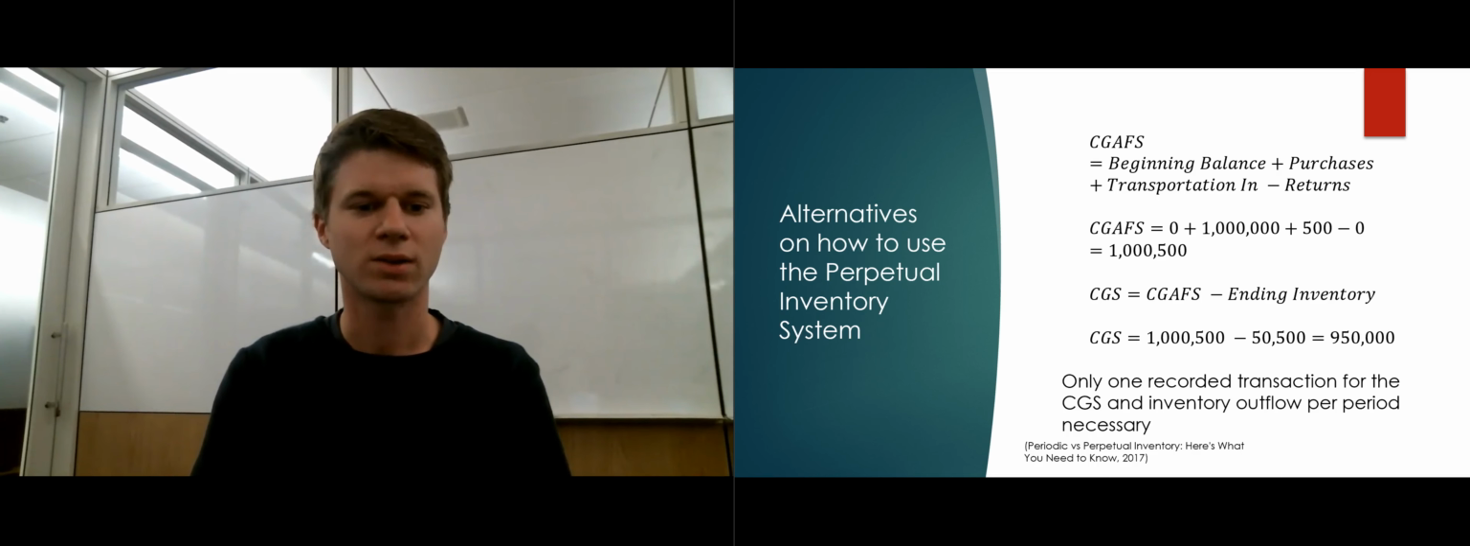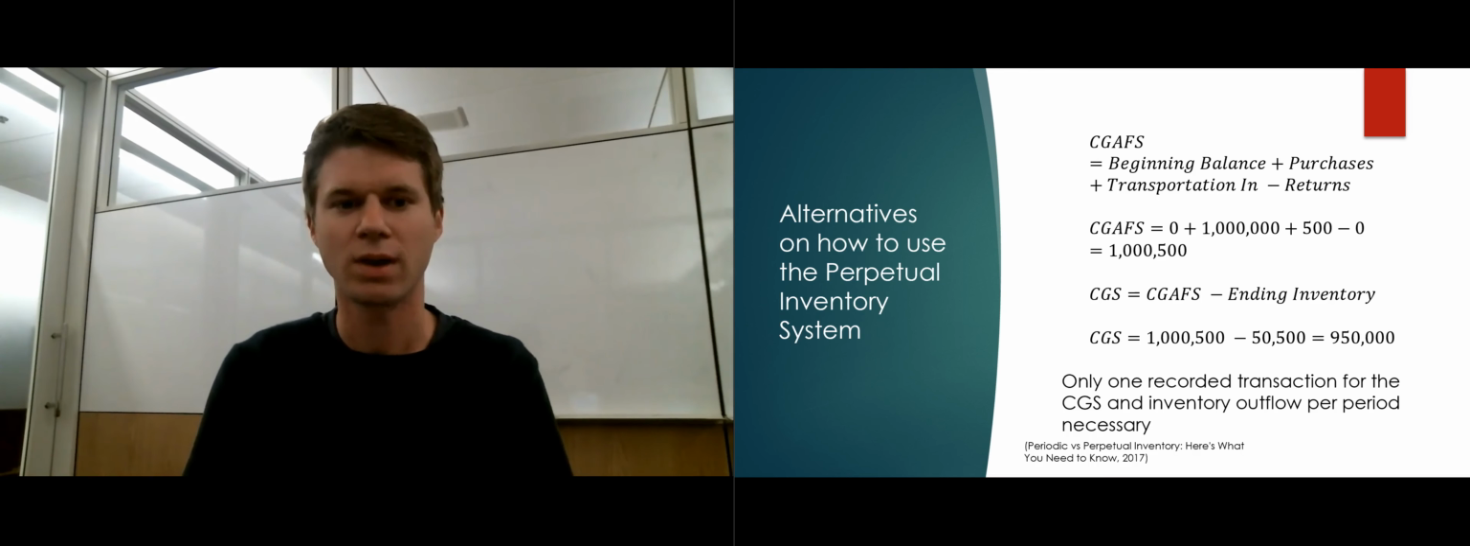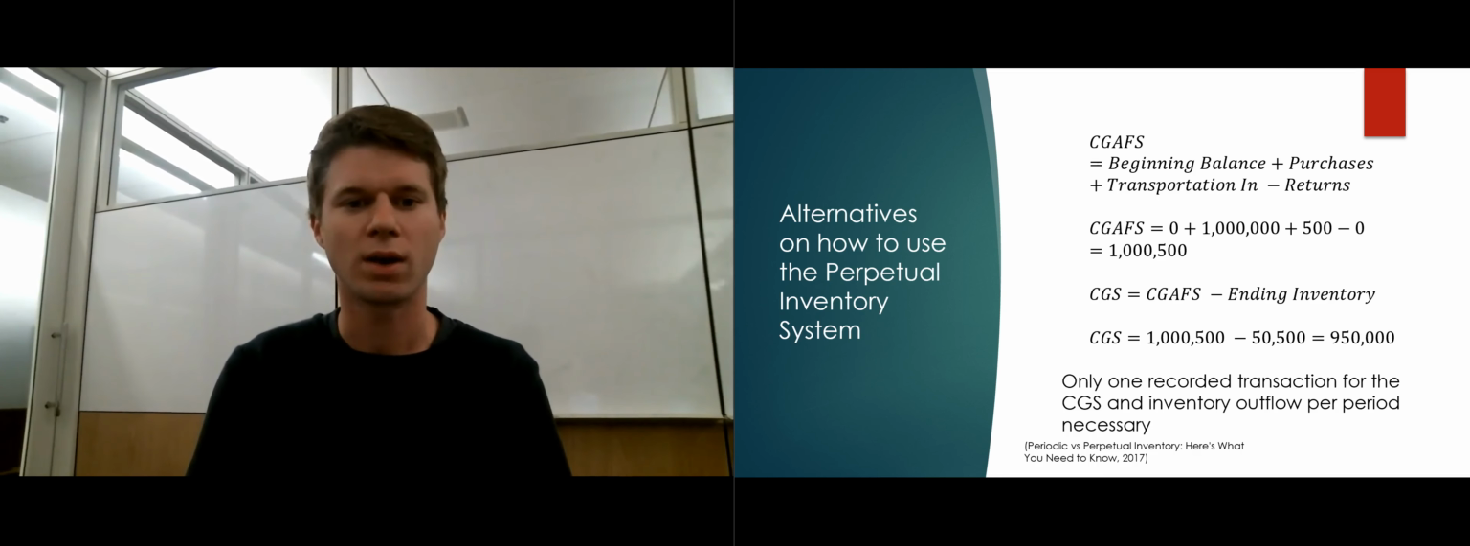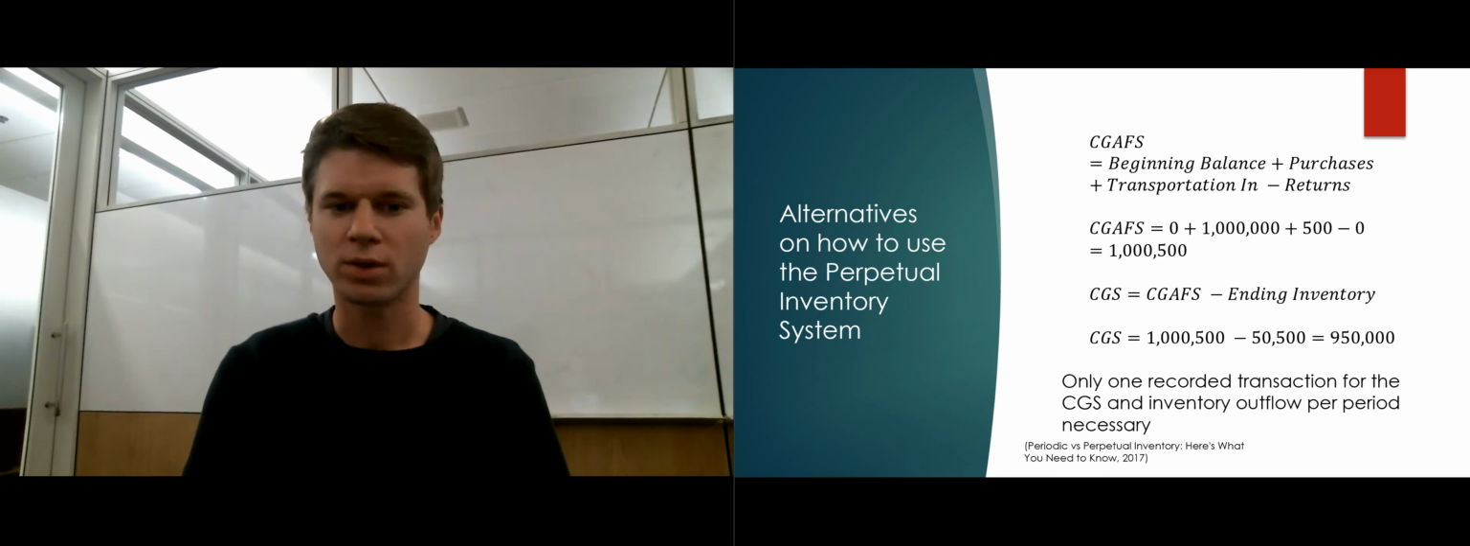For that, it's obviously necessary to calculate the cost of goods sold, and that is done by just taking the cost of goods available for sale, less ending inventory. The cost of goods available for sale is just the beginning balance plus the purchases during the period, and the transportation in costs, as they are part of the inventory costs, less any possible returns.